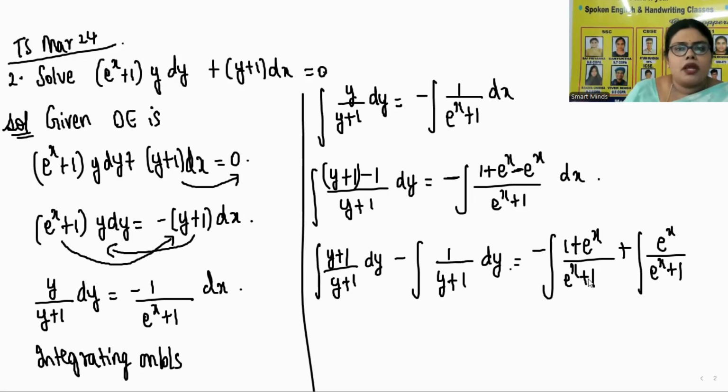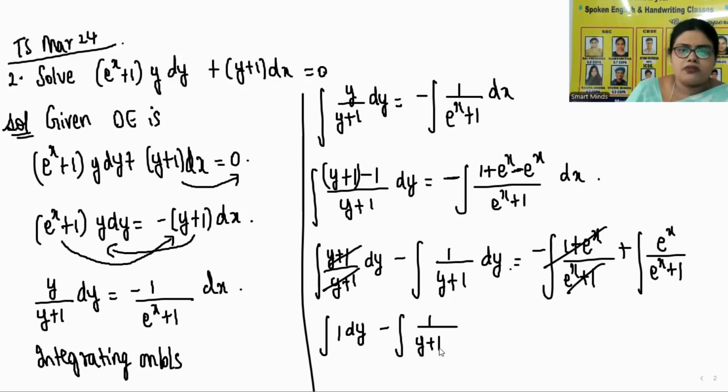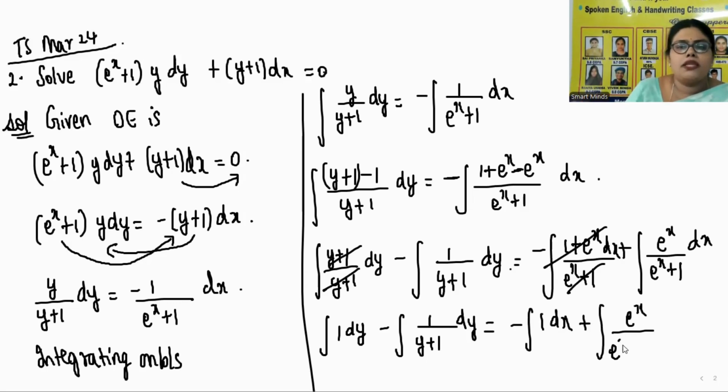Understood? Now this e power x plus 1 and e power x plus 1 cancel, y plus 1 and y plus 1 cancel. Now this is integral 1 dy minus integral 1 by y plus 1 dy is equal to minus integral 1 dx plus integral e power x by e power x plus 1 dx. Did you understand till here? Yes, ma'am.